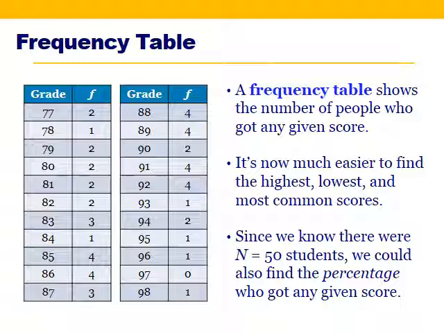We could also maybe combine categories, right? So there were 2 77s, 1 78, and 2 79s. If we add those together, 5 students got C's on the test. 5 out of 50 is 10%, so we could say that 10% of the class got C's on this exam.